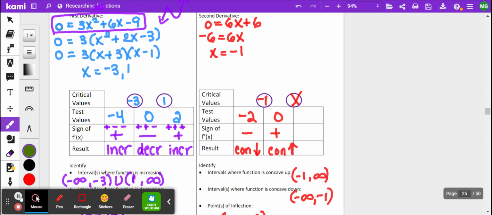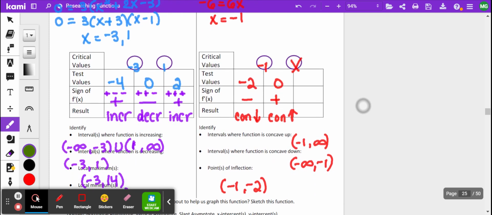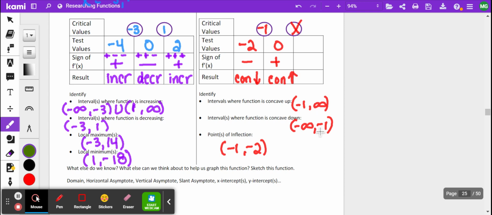All right, let's see how you did. That was a simple solve, I hope. It was an easy second derivative. We only got -1. Hopefully when you substituted it in, you saw when you substituted -2, it would be negative, which would indicate that the function was concave down. And of course, when we substitute 0 in, it's concave up. Here are the intervals for concavity. Here is our point of inflection.